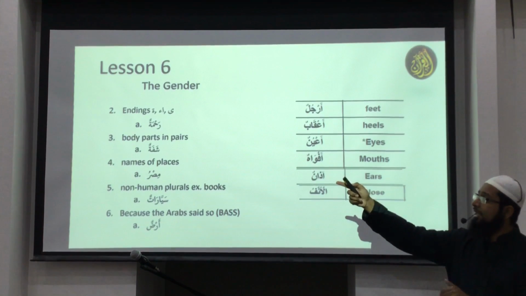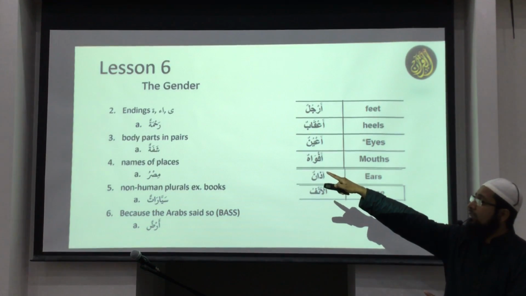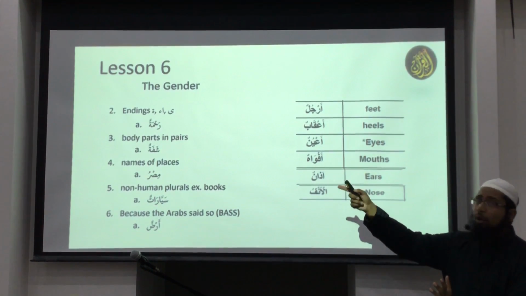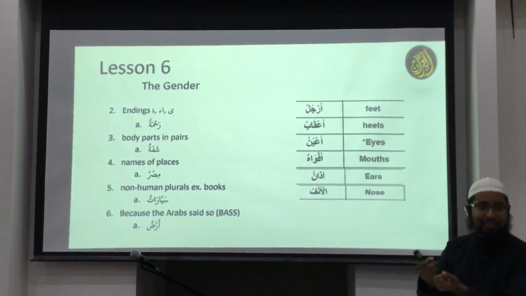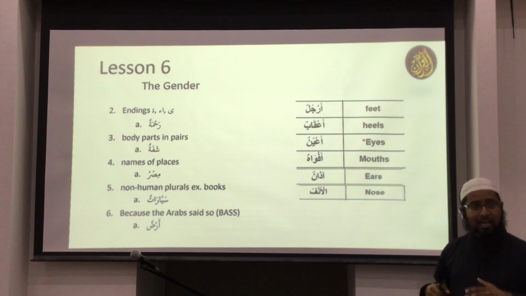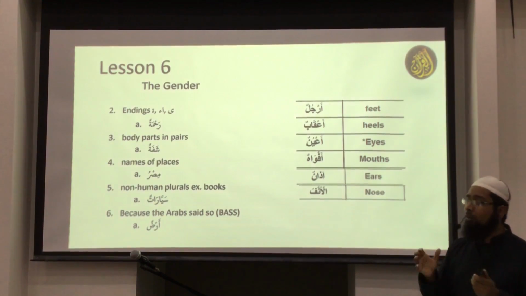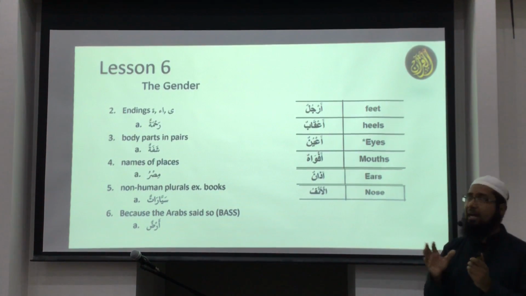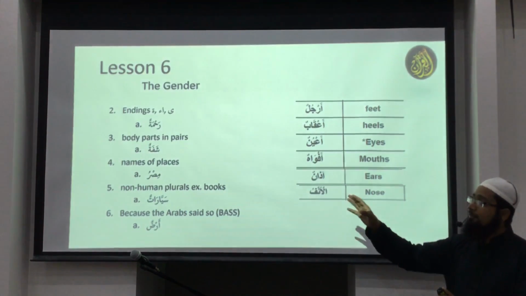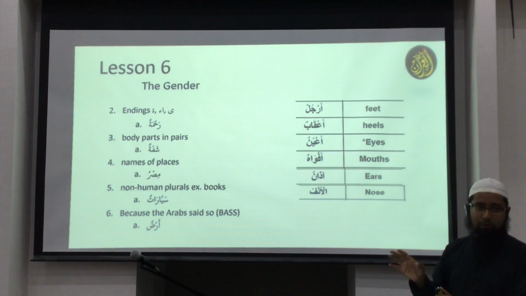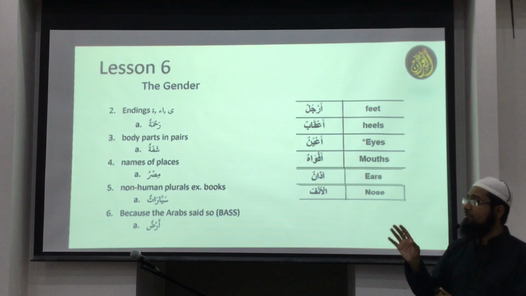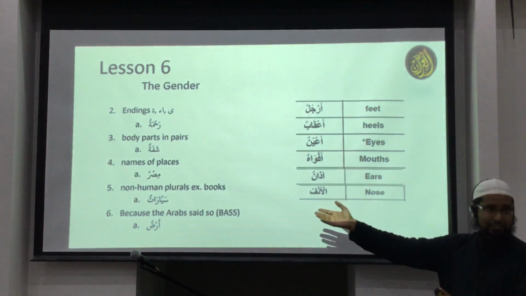If the word ends with a ta marbuta, they are feminine words. Body parts that come in pairs, like our hands, our eyes, our ears, our ankles, our knees, all the body parts that come in pairs are feminine words. Names of places, most of the time, not all the time, are considered feminine.